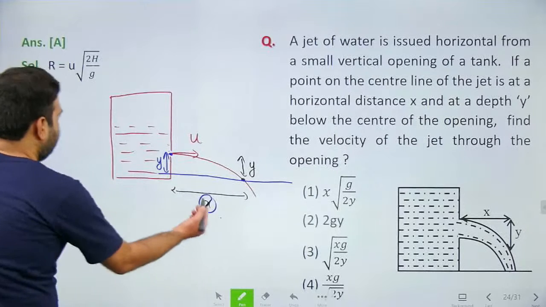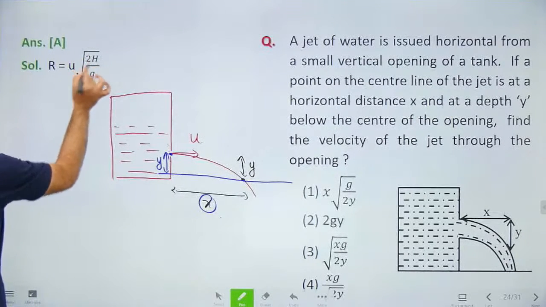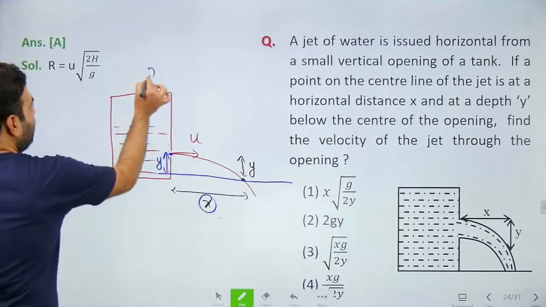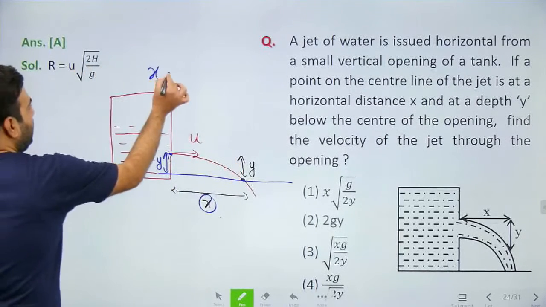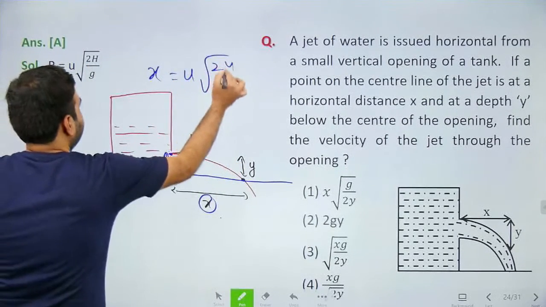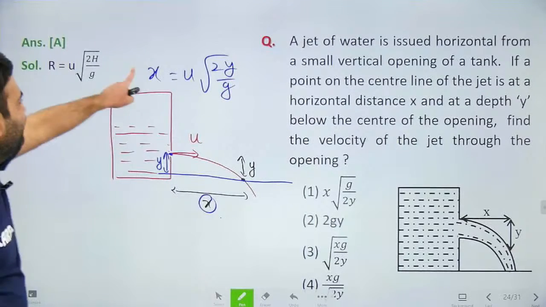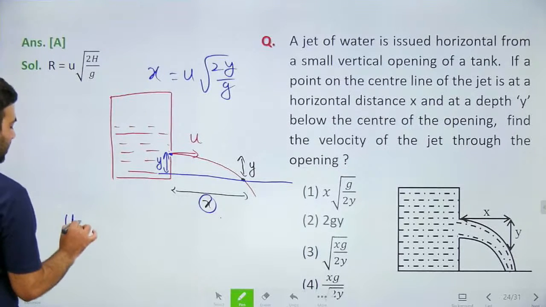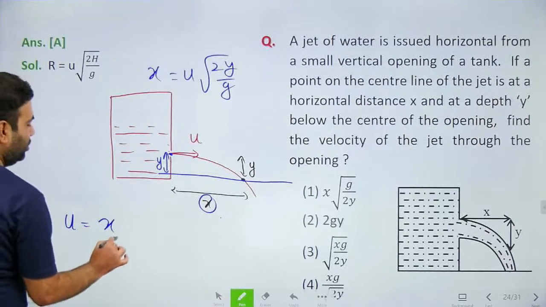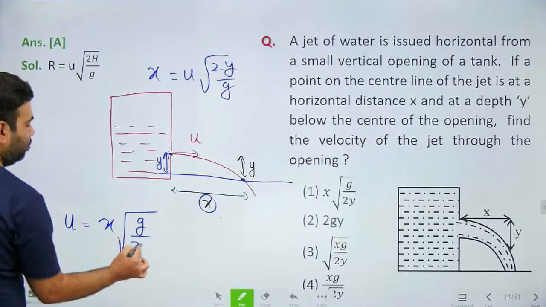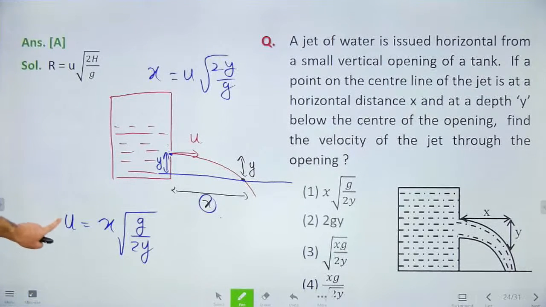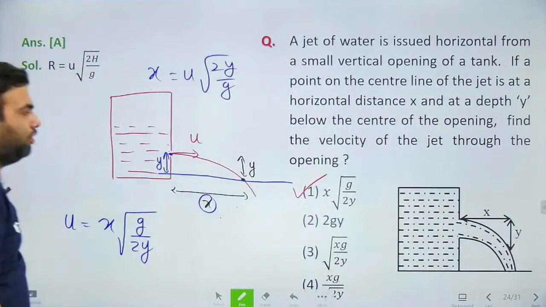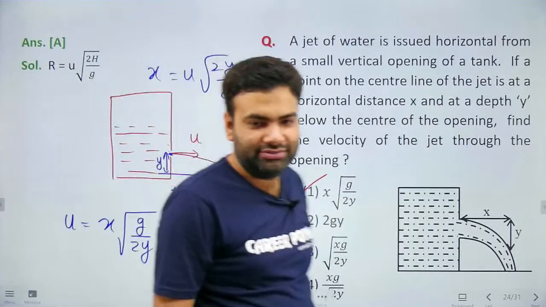Because range is equal to u into under root of 2h by g, where under root 2h by g is the time of flight, I can say when range is x, height is equal to y. So this is the relation among x, y and u. And from this formula, you can say u is equal to x into under root of g by 2y. So from this, you can write that the horizontal initial velocity of projection was x into under root of g by 2y. Is it clear?